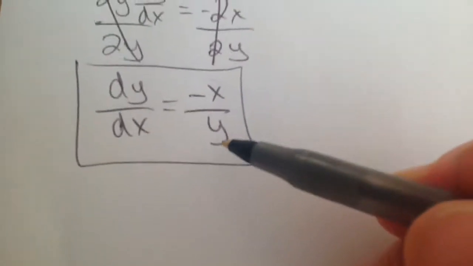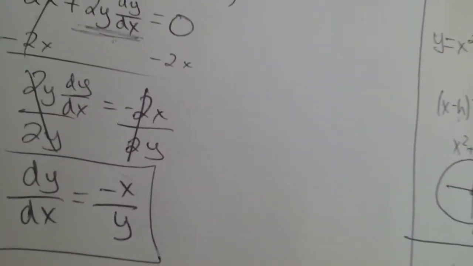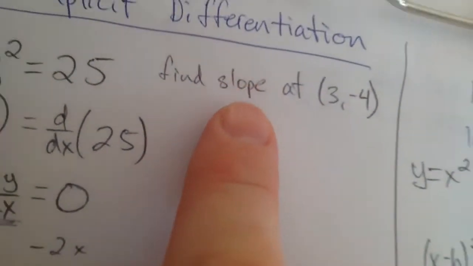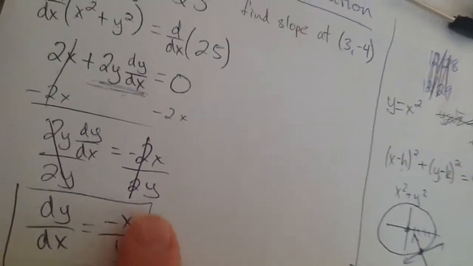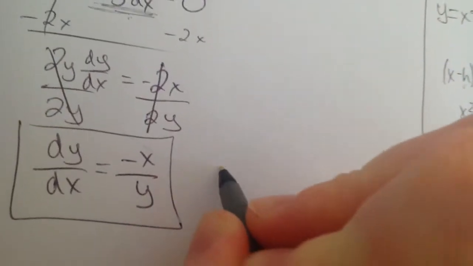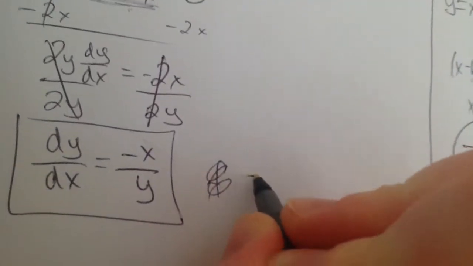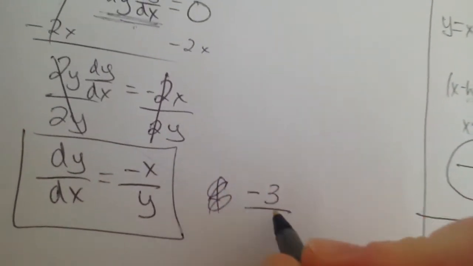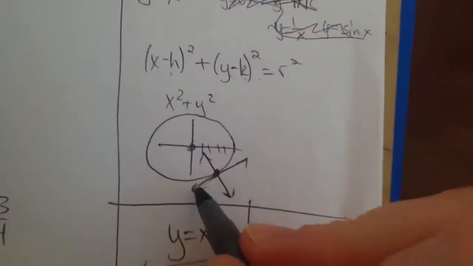And you're going to have y in your answer. Sometimes you might only have a y in your answer. It depends on the function. So back to the original question of find the slope at 3, -4. Well, here's our equation for our slope, our derivative. So we just plug in 3 for x and -4 for y. So you'd have -3 over -4, which would be 3/4. And that makes sense. It should be a positive slope right there, right?